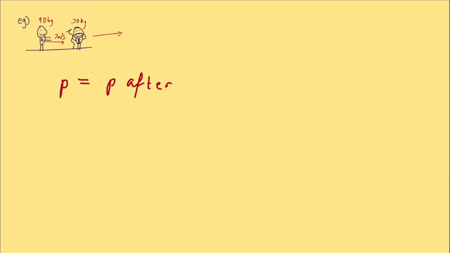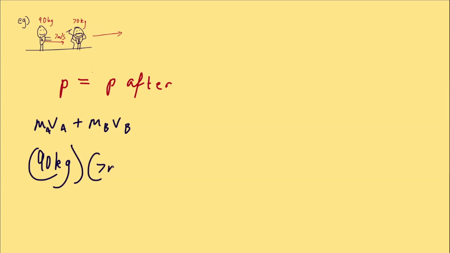The total momentum in this system prior to the collision is the momentum of dude number A plus the momentum of dude number B. Momentum of dude A is 90 kilos multiplied by 7 meters per second. And dude number B, he has a mass of 70 kilos, but he's at rest, so his momentum is 0. We just won't write that.